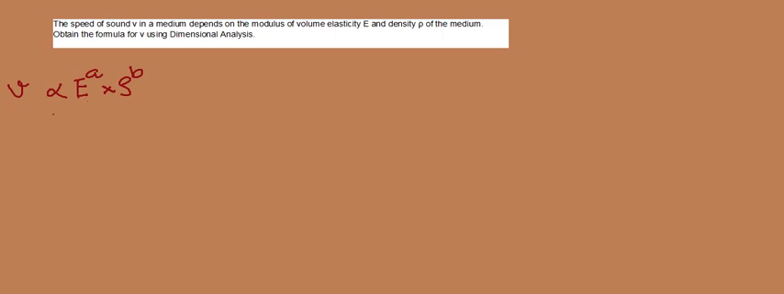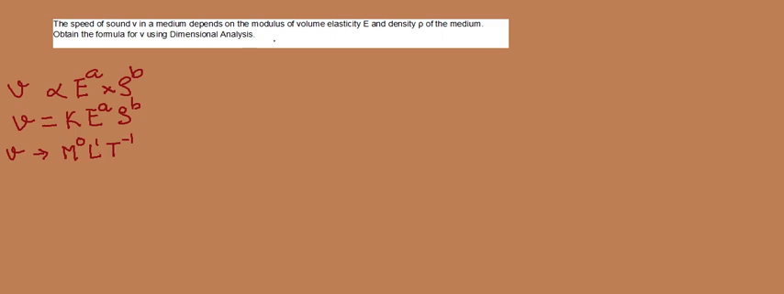So this will give me v equal to some constant k, E raised to the power a and rho raised to the power b. And this is v. Now let us look at the dimensional equation for all these terms v, E and rho. v we know is velocity, so we will have length upon time. The unit is meters per second, so we will have m raised to the power 0, L raised to power 1 and T raised to minus 1, length per time. So this is the dimensional formula for velocity.